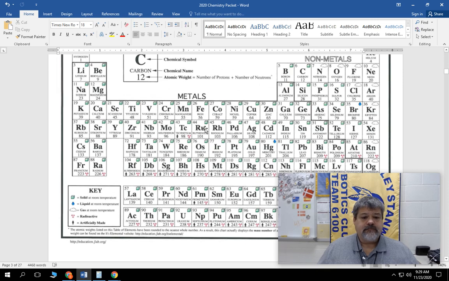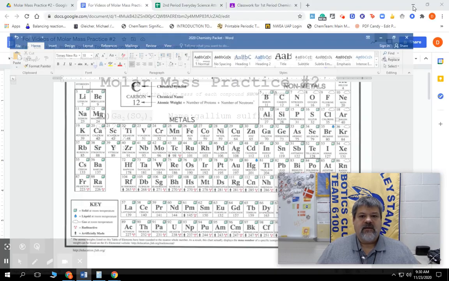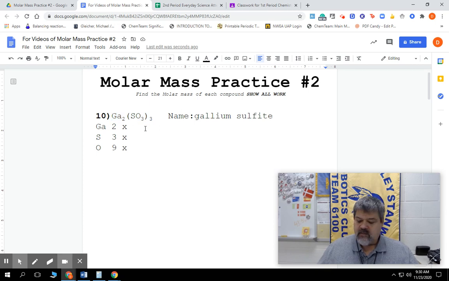Here's our periodic table. Gallium is 70. Sulfur is 32, and oxygen is 16. So gallium is 70, sulfur is 32, oxygen is 16. So let's go ahead and go back to that. We're going to put gallium is 70, sulfur is 32, and oxygen is 16. Now all we have to do is go ahead and put in what it equals.